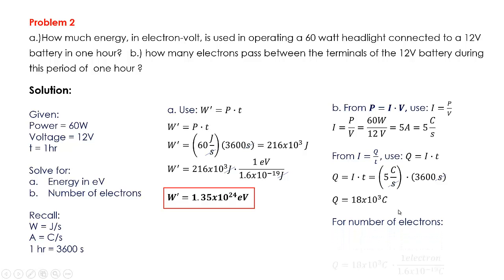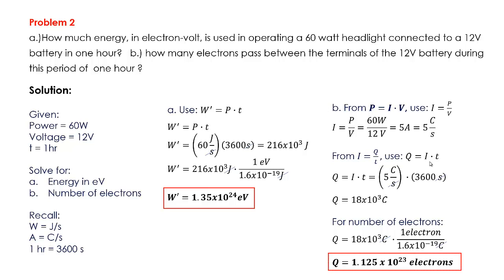Okay? For the number of electrons, we all know again that an electron has a charge of 1.6 times 10 raised to negative 19 coulombs. Okay? Cancel coulomb. Therefore, the number of electrons that pass between the terminals of the 12 volts battery during a period of 1 hour is equal to 1.125 times 10 raised to 23 electrons. Let us box your final answer.